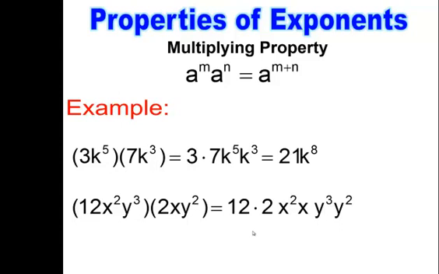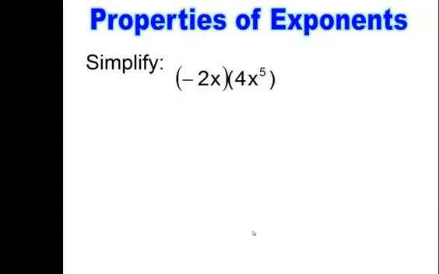rules. So 2 times 12 is going to be 24. x to the 3rd power, because that x really has an exponent of 1. So it's 2 plus 1, which is going to give us 3. And then y to the 5th power. Pause and try.